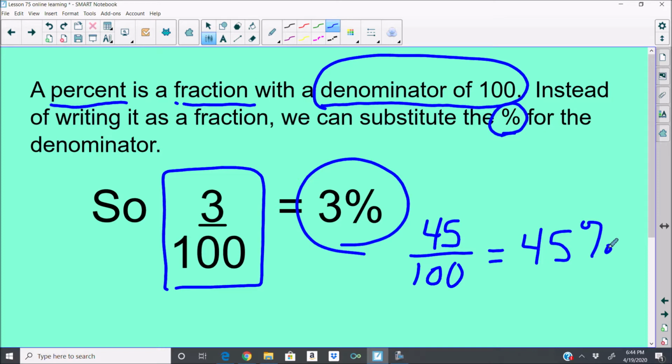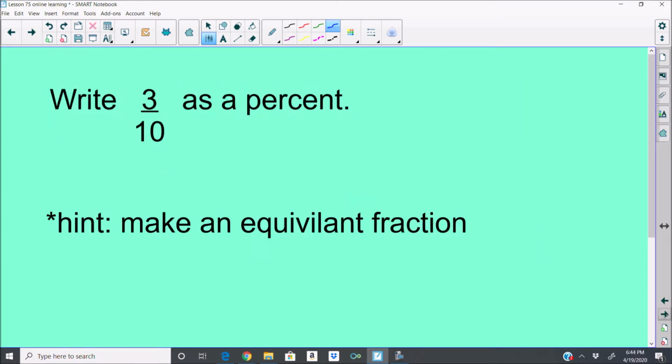Now we know it's not going to be that easy all the time. So let's take a look at something we might see. We might get something like write 3/10 as a percent. Well, we can't work with 3/10 to make it a percent. We need to have a fraction with a denominator of 100. So our hint is to make an equivalent fraction.